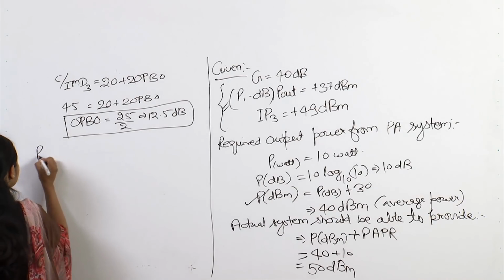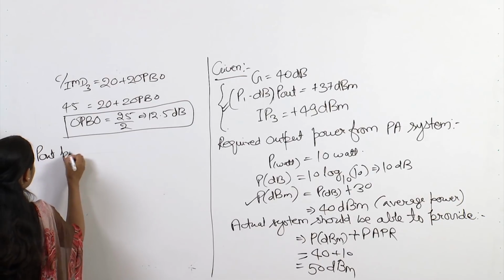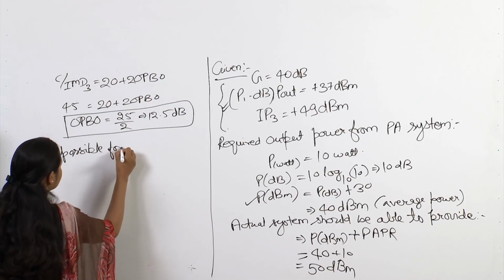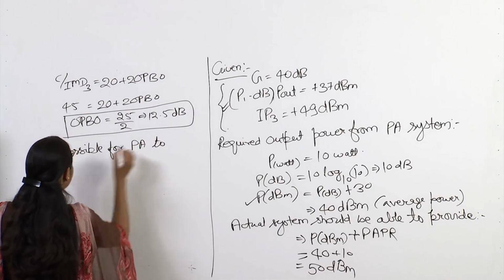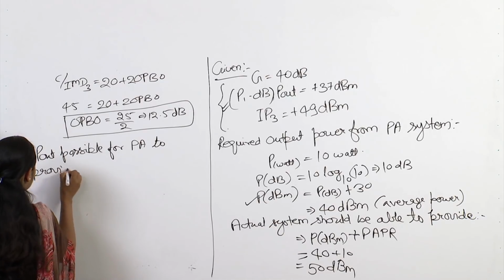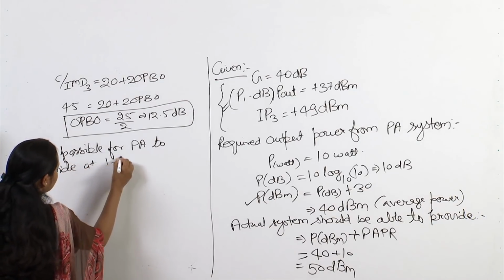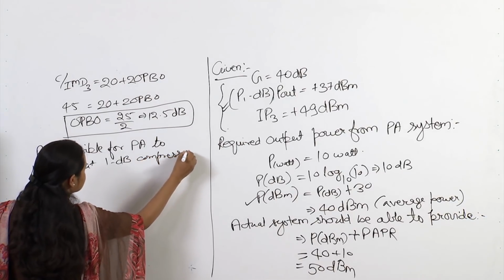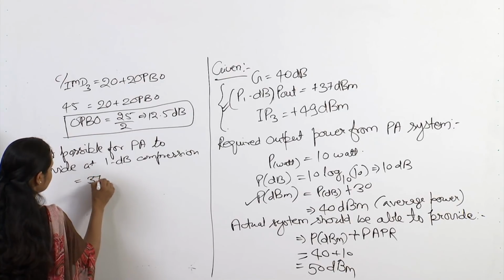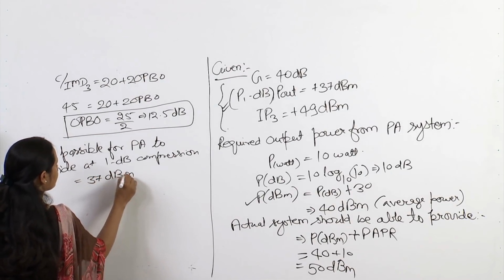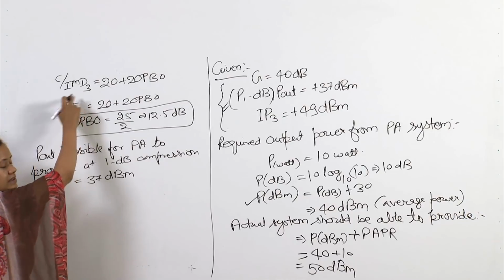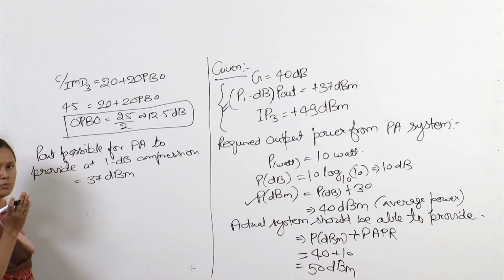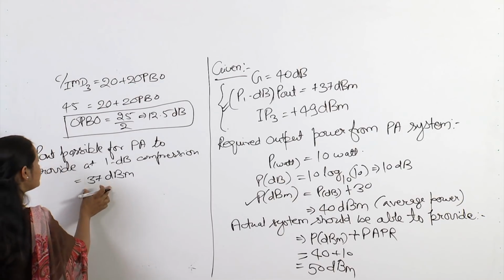So the P out possible for the PA to provide at 1 dB compression is 37 dBm, but because we want to maintain this linearity criteria, we cannot work on this output power. We will work at an output power which is much lesser. And how much lesser?